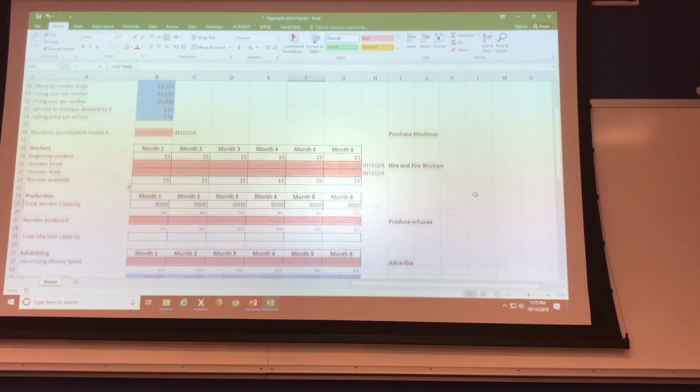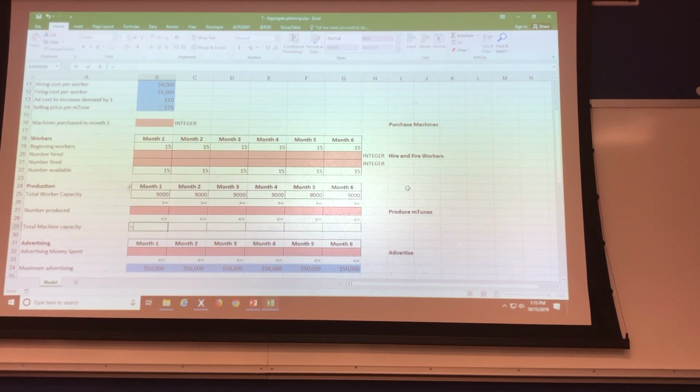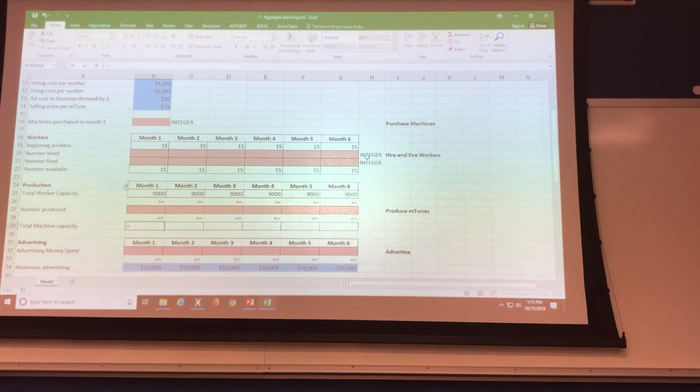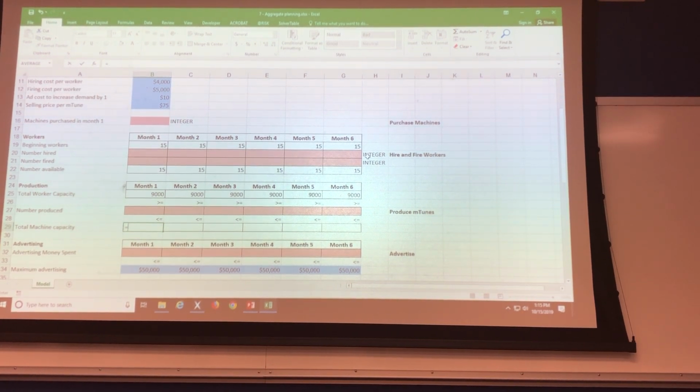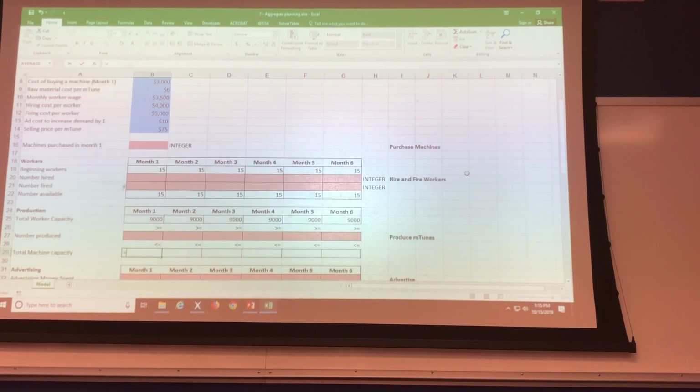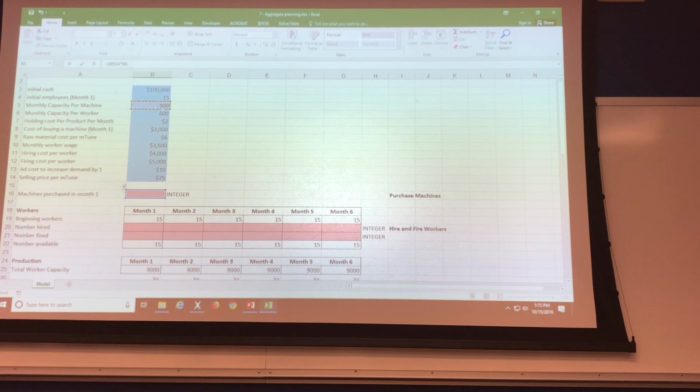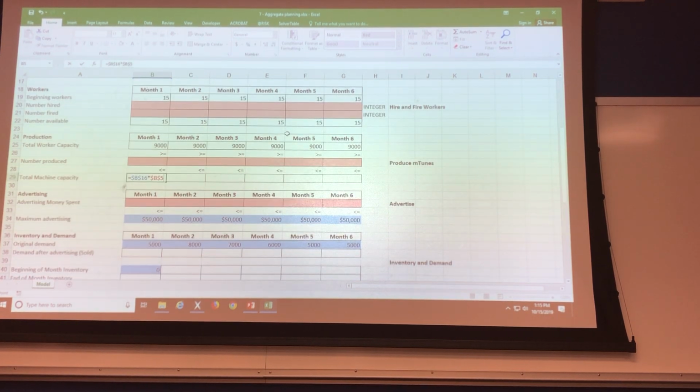Okay. How about the machine capacity? What's my machine capacity? How many can I make? Machine purchase one. Yeah, so however many machines we purchase, which we don't know what that's going to be yet. And that actually isn't going to change either, so I'm going to press F4. Multiplied by, well, how many can each machine make? That's right up there in B5. So it's B16 times B5, B5 times B16, don't care. Both of them need to be absolute references.